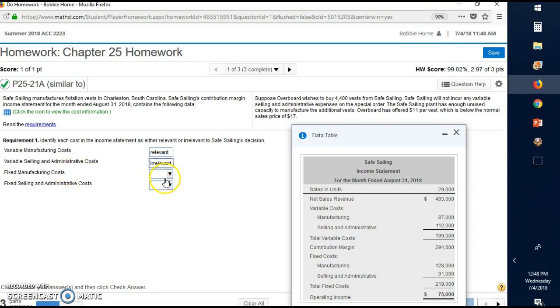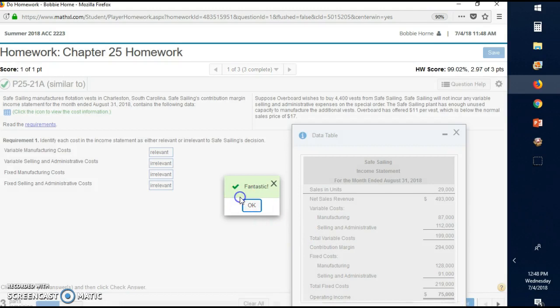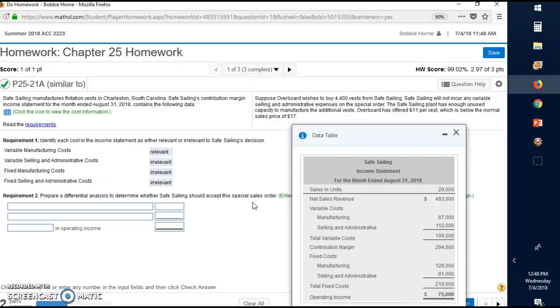Fixed manufacturing costs, they're fixed. It's not going to change. And fixed selling and administrative costs, they would not change either. The only thing that would be different is we're not having to make it. So how much are we going to save by not manufacturing them ourselves?